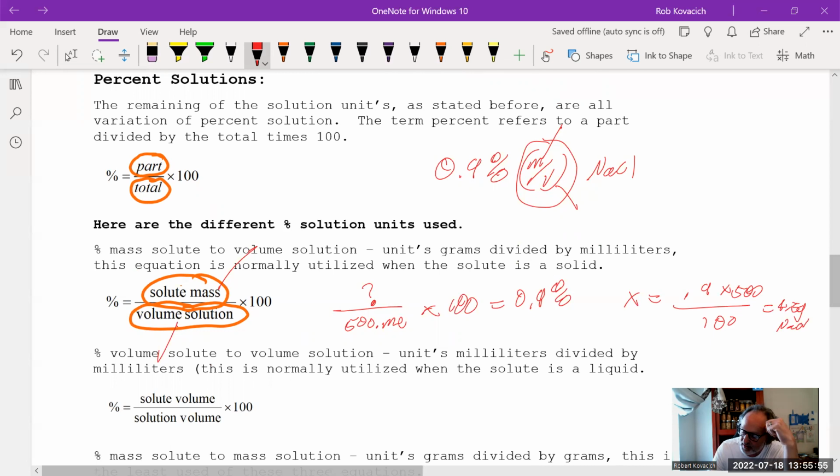So if I'm going to make this, I'm going to put 4.5 grams of NaCl into one of these IV bags and fill the IV bag up to 500 milliliters. And that's it. You're done with it.